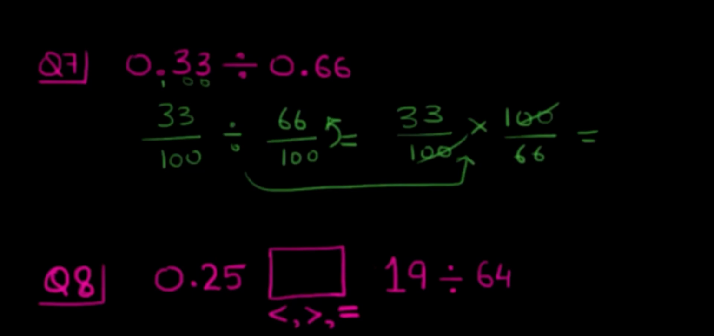100 goes off with 100. 33 and 66, they come up in the table of 11. 11 times 3, 33. 11 times 6, 66. That leaves me with the 3 over 6. And then, can I simplify it a step further? Because 3 and 6, they both go in the table of 3. 3 times 1, 3. 3 times 2, 6. That leaves me with a half. So that's my answer, 1 over 2.